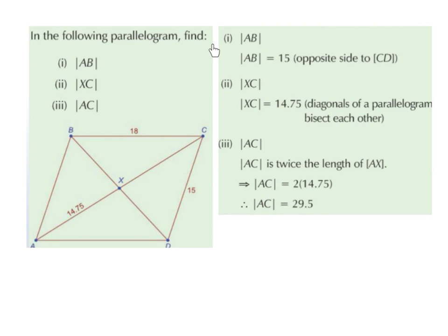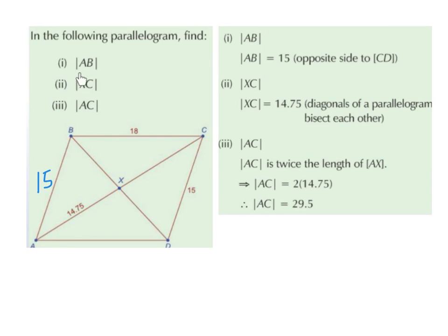In the following parallelogram, find the length of AB. So this is AB over here. And AB is opposite to CD, so they must be equal length. So if CD is 15, then AB must also be 15. So the length of AB is equal to 15 because it is opposite to CD. So if this is 15, this is also 15.